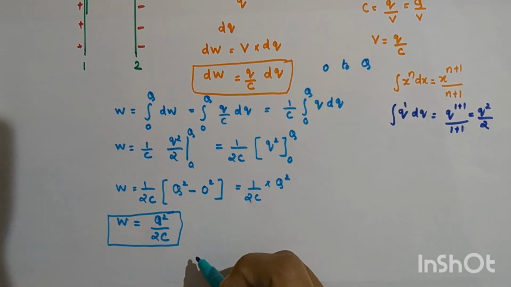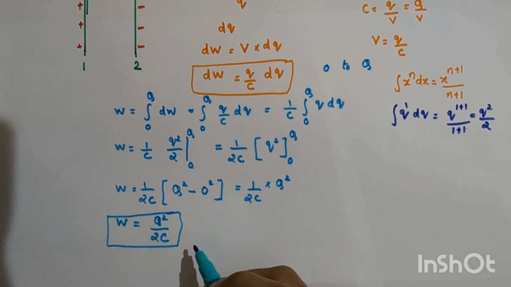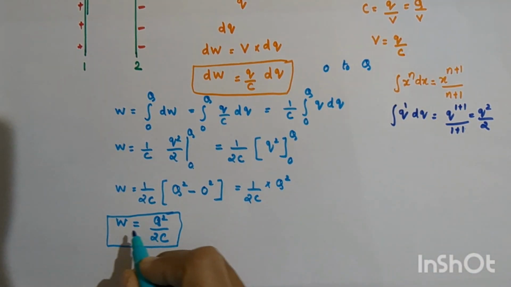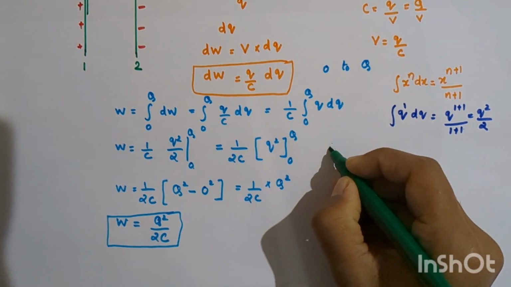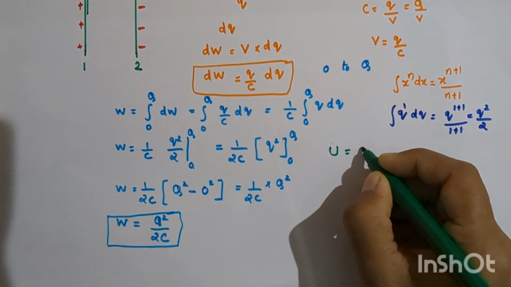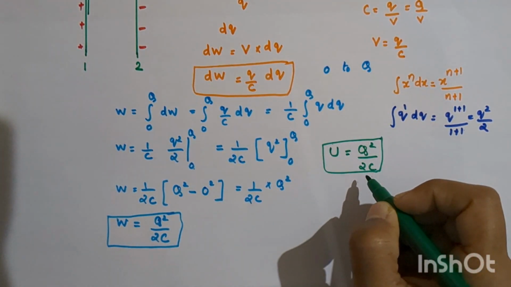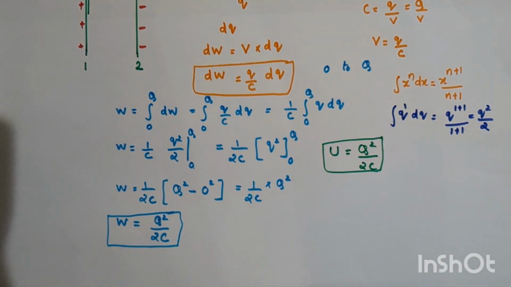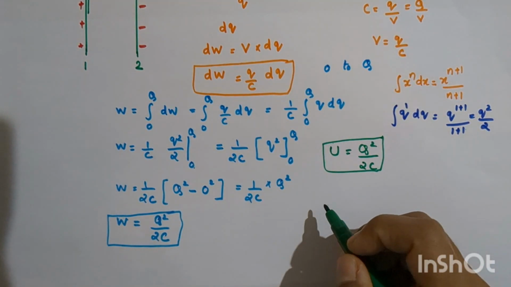See, since electrostatic force is conservative, this work, that is W equal to Q square by 2C, is stored in the form of potential energy of the system. So we can write this W as U, where U is the potential energy of the system. U is equal to Q square divided by 2C. Now, let us get some other expressions for this U in terms of C, V, etc.